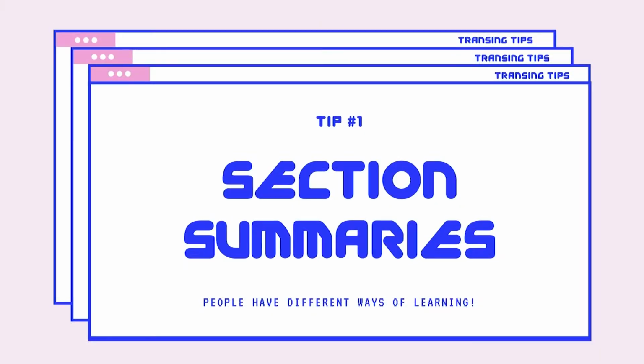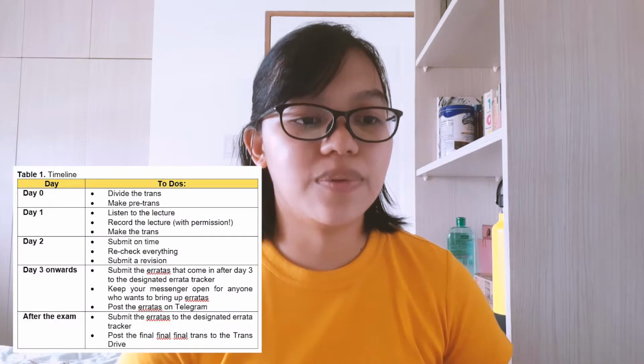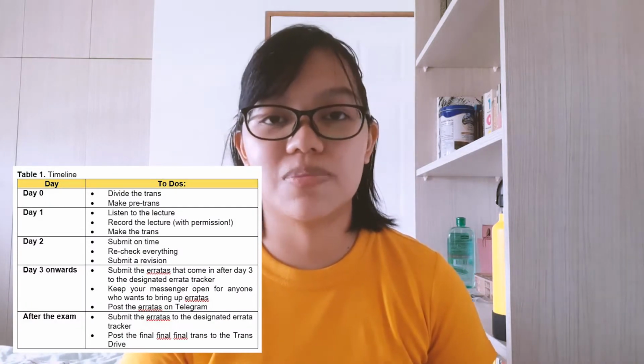So number one, we're going back to section summaries. What are section summaries? We, and a lot of trans groups, make section summaries because everybody learns differently. Some people like to read the book, or read the lectures in a trans format to understand everything better. And some people, like me, are visual learners. So we like everything in a concise little box. That's why when we make transes, we make sure to have section summaries, and we agree on the information that's supposed to be in a section summary before we even start the transes.